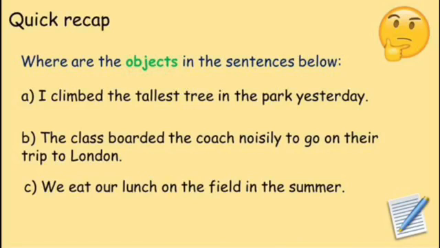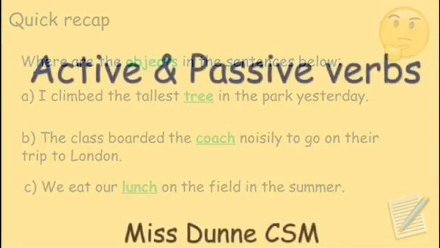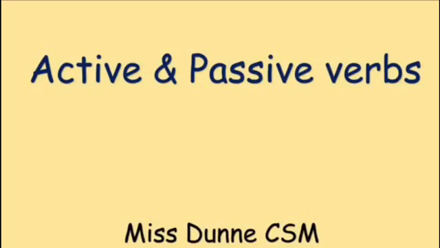And as you can see, there we go. There's the answer. So the object in the first sentence is tree, and then we've got coach, and then we've got lunch. So today, what we've done is we've looked at active and passive verbs. Okay, hopefully by the end of this you should know what active and passive verbs are, how we write in an active voice and how we write in a passive voice, and how we can change from one to the other. I hope this has helped you.